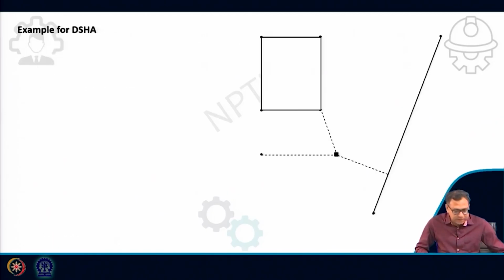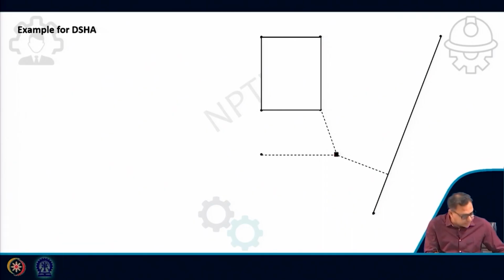Now let's discuss an example. I will discuss one example for deterministic seismic hazard analysis and one example for probabilistic seismic hazard analysis. So let's discuss this. Okay, so now we have a site.